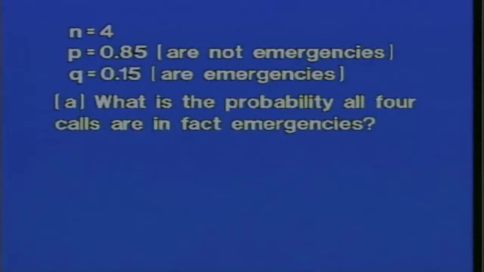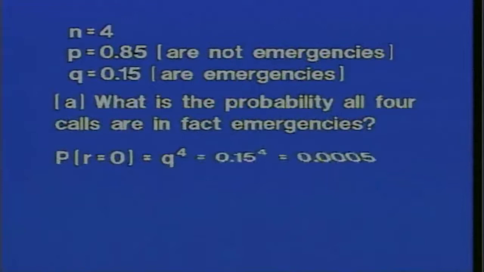All 4 are emergencies. Now we're defining success as a non-emergency. So if we're thinking about all 4 calls being emergencies, that's no success, no success, no success, no success. You see, all 4 times. So the probability then of an R being 0 is what this problem is all about. And for R to be 0, it would mean that we're thinking about failure, failure, failure, failure. So that would be a Q to the 4th power.